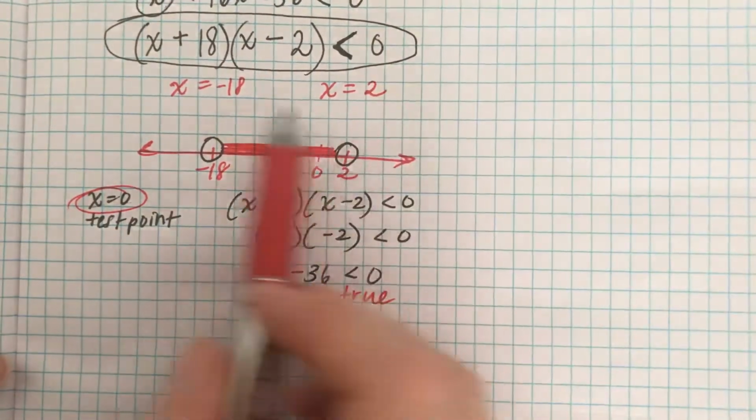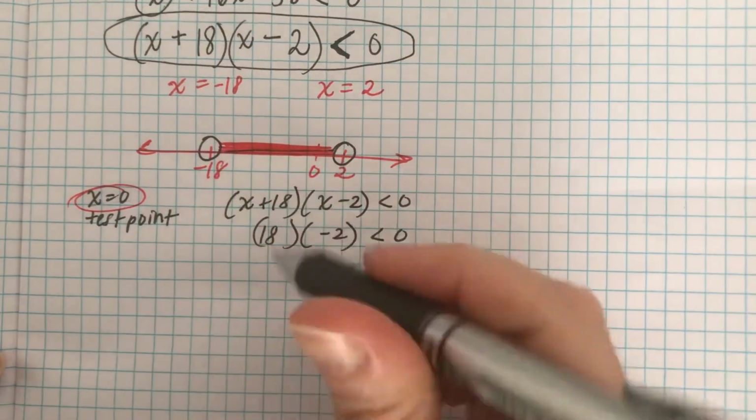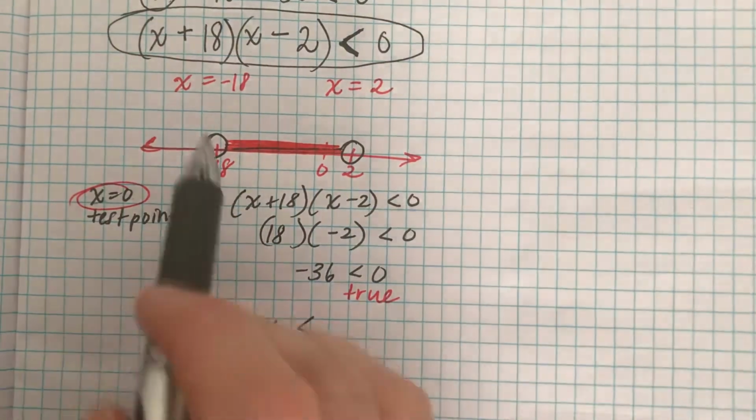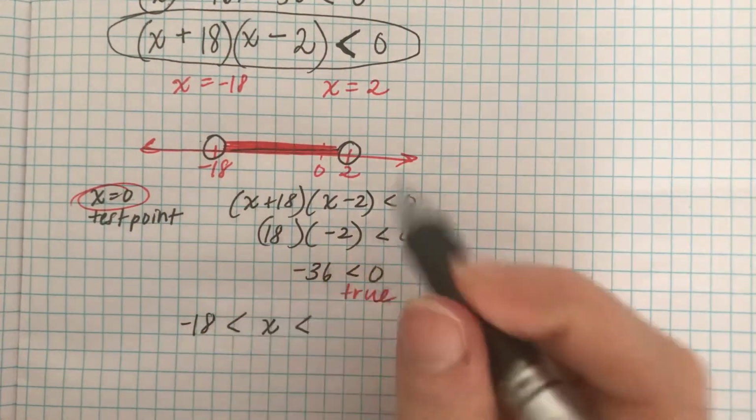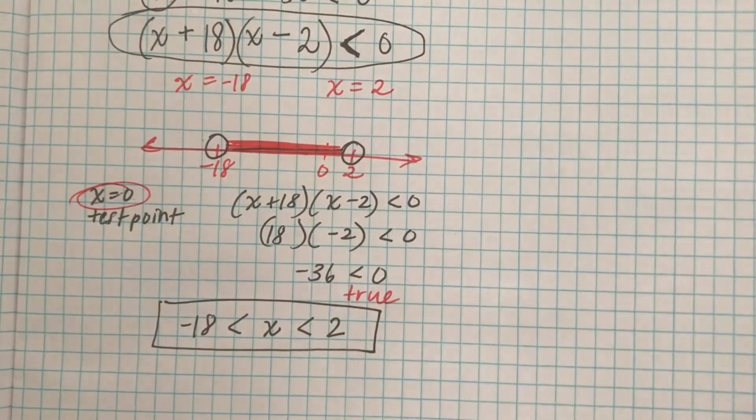So that means I need to rewrite this as an inequality, okay? If you're shading in the middle, you can just put x in the middle, and then the arrows for your inequality will always point to the left. Minus 18 is the number on the left side, and 2 was the number on the right side. So that's it, you're finished, and that will be your answer, okay?